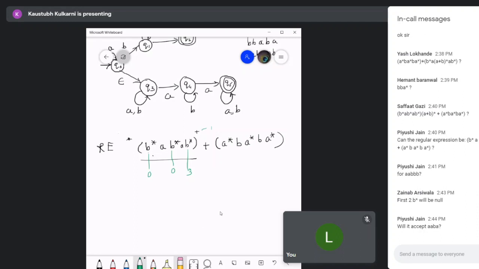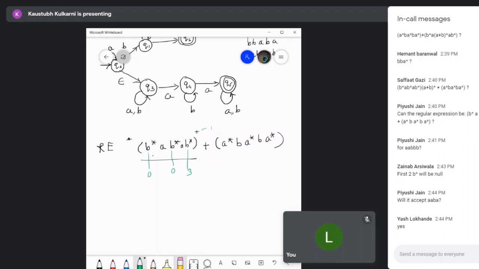Yes, what I've written. Okay. Then, acha, Hemant, BB A star will not work. Then B star A, B star A. Okay, so I think this is fine. Plus, can the regular expression be B star A, B star A, B star, then A plus B star, and then A star B, A star B, A star?